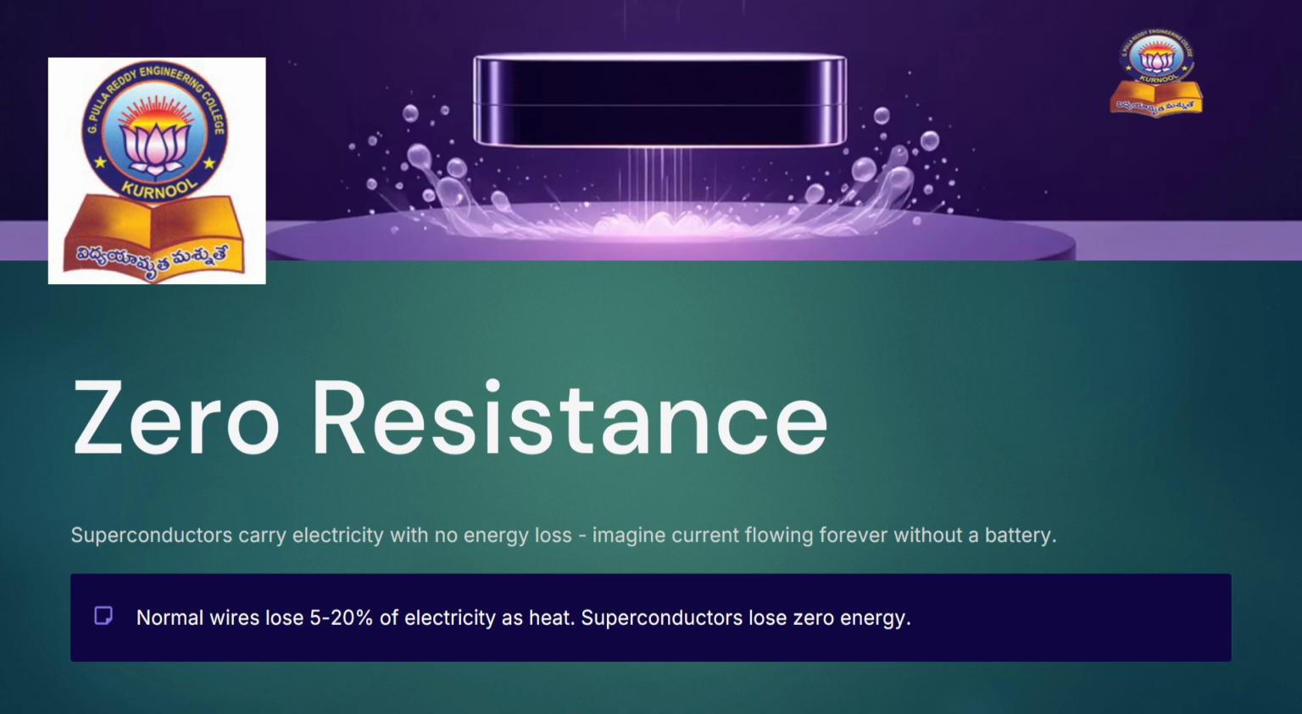And the next application is high temperature superconductors. Power grids currently lose approximately 5 to 20% of the energy during transmission and distribution as electricity travels through the materials in the grid.